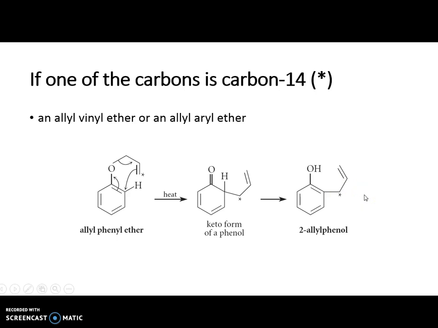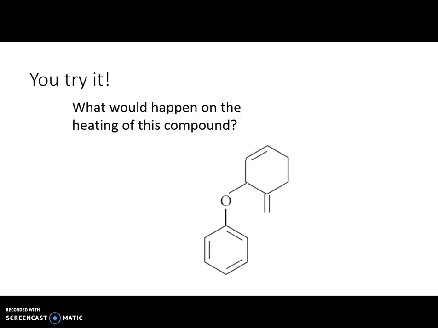So now what I'm going to have you do is try this on your own. What would happen if I took this allyl ether, you see this is an allyl ether right there, and did the Claisen rearrangement on it? What is the product? Pause it and try and figure it out, and then restart the lecture.